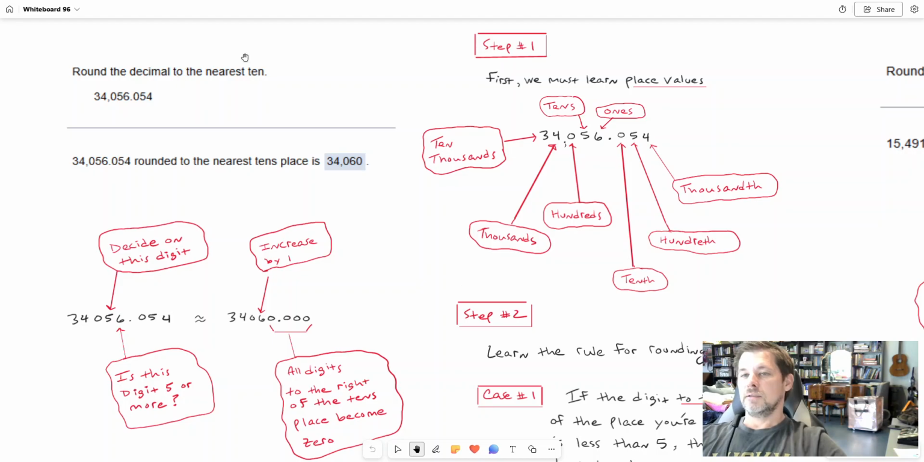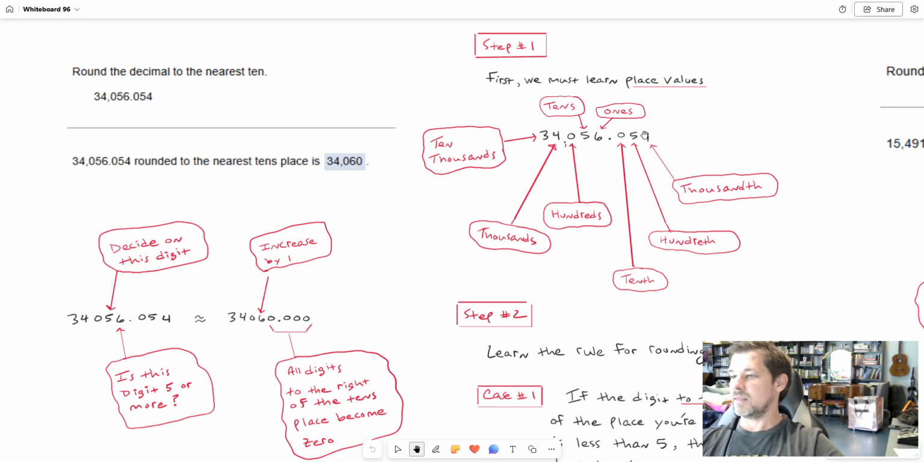Okay. So let's look at this first question, which says to take this number and round it to the nearest 10. Where I think you should get started with doing that is to learn the place values within a number. So this number right here has digits. So this number is made of individual numbers. There's a 3, there's a 4, there's a 0, there's a 5, there's a 6, there's a 0, there's a 5, there's a 4. So every one of those numbers within that bigger number has a name for it. Okay, and I've got that labeled right here. Those names for the individual digits of this broader number are called place values.